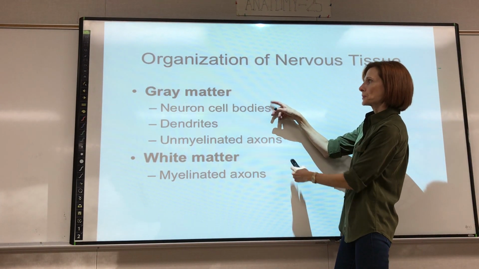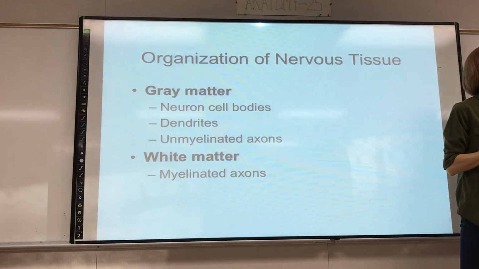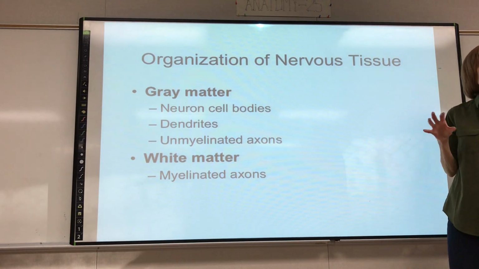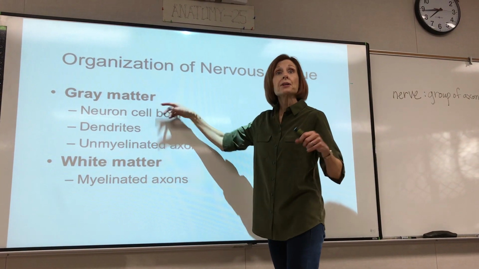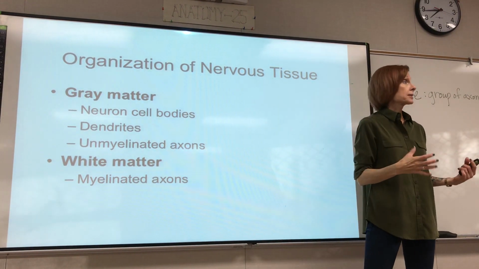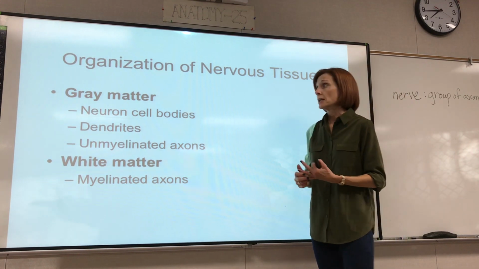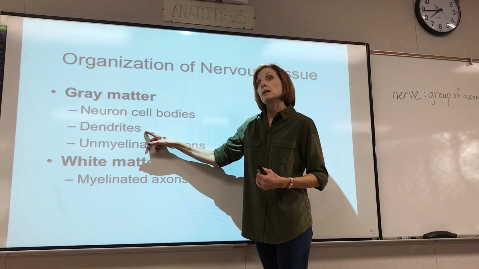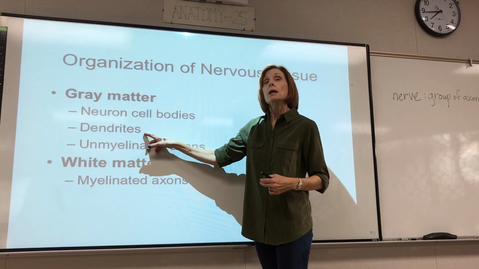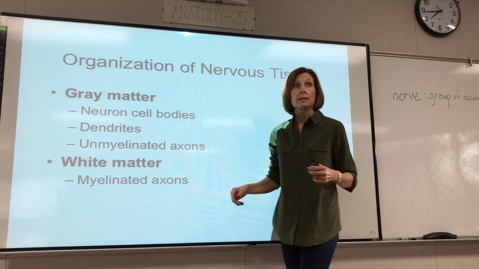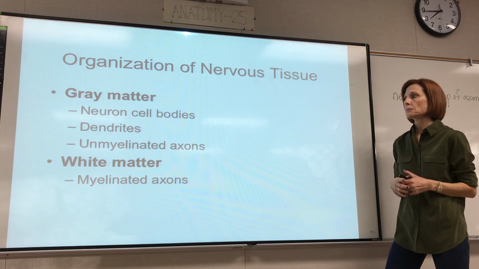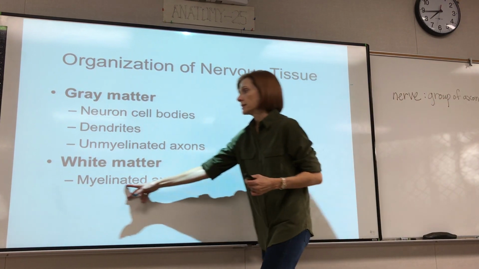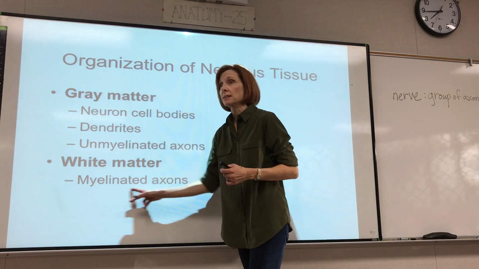A couple more terms. We talked a little bit last time about how myelin is what forms our white matter. So what is gray matter? Well, gray matter is everything that's unmyelinated. So this would be our neuron cell bodies. It would be dendrites, because they are not myelinated, and any unmyelinated axons. That is what forms gray matter. White matter is all of the myelinated axons.